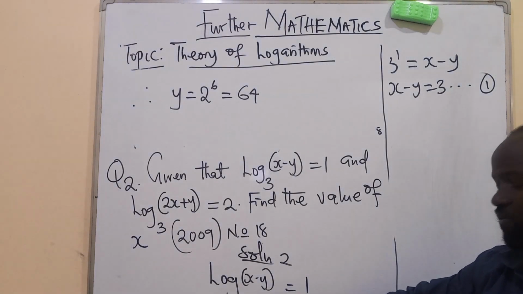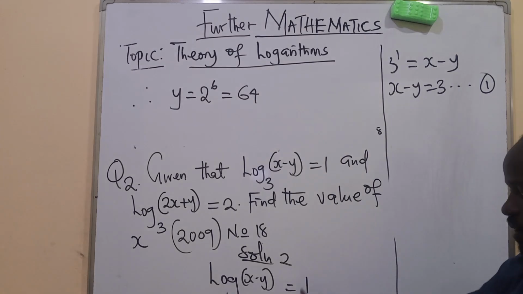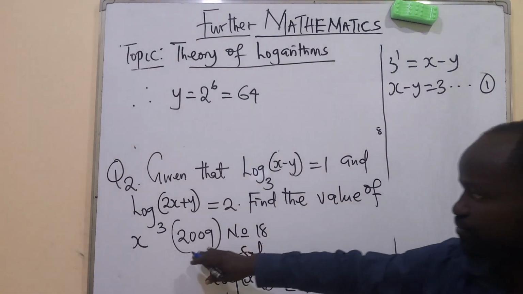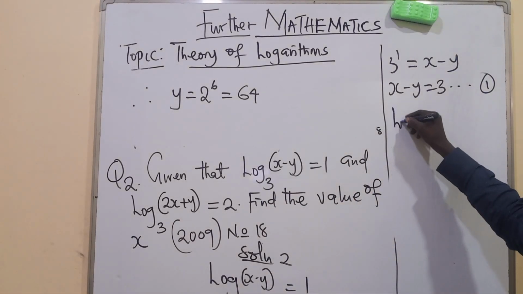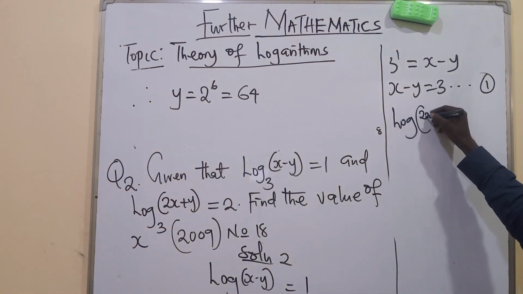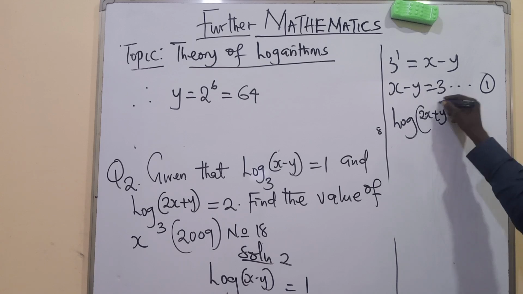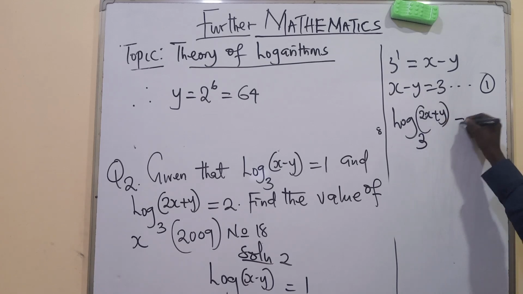This is in logarithmic form. To solve for x and y, we have to change this to index form, the same as this other equation. We have this equation 1. Now the next equation is log of 2x plus y to base 3 equals 2.